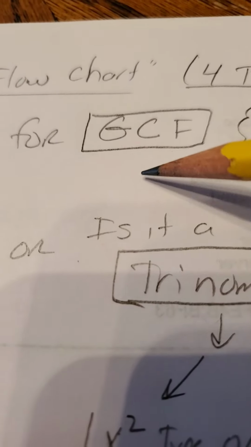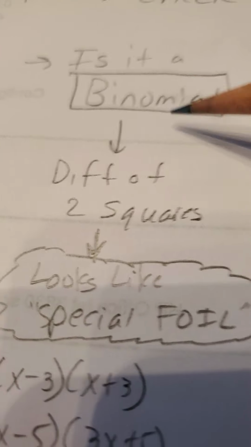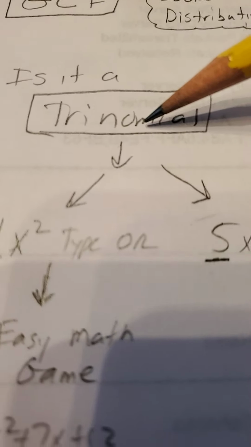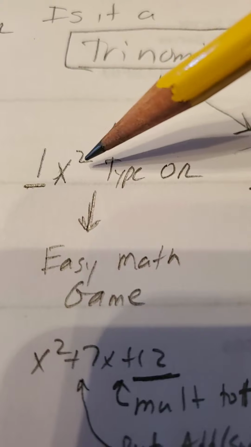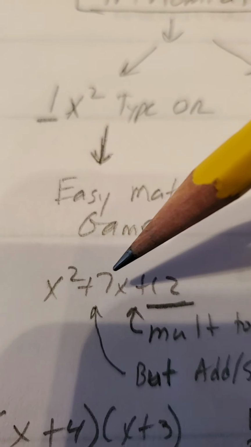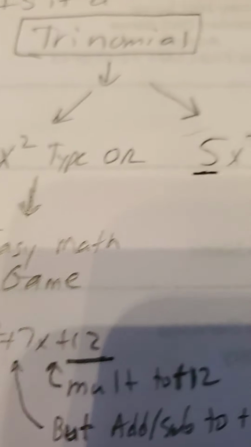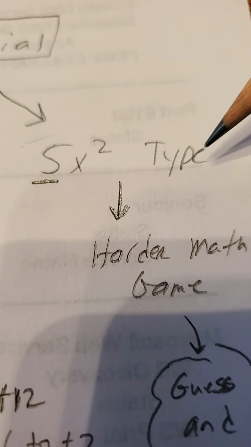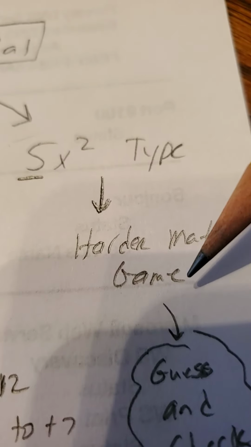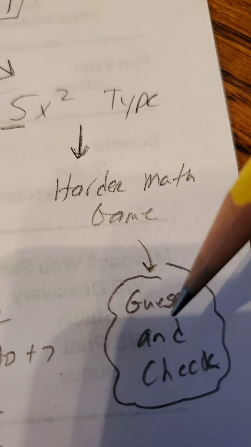If it's not a GCF and it's not a binomial, then see if it's a trinomial. There's 2 types of trinomials. 1x squared types, such as x squared plus 7x plus 12, or something bigger than 1x squared, like a 5x squared type. I call that the harder math game, and we'll just use guess and check on that.